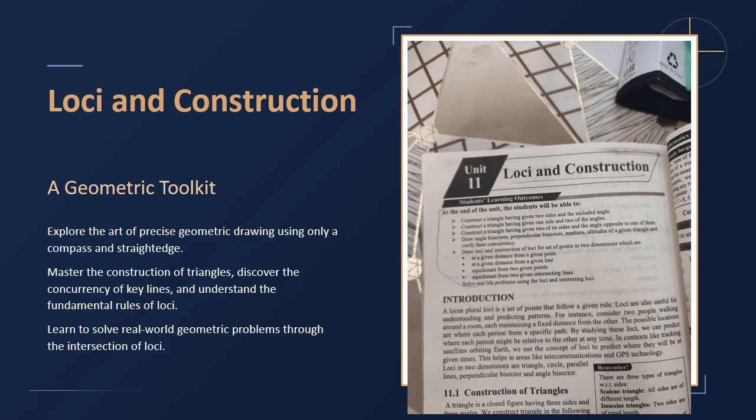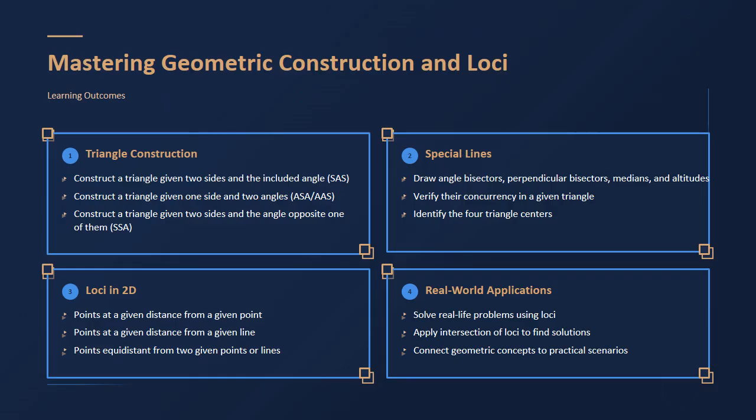Loci in two dimensions are triangle, circle, parallel lines, perpendicular bisector, and angle bisector. Construction of a triangle. Definition of triangle: a triangle is a closed figure having three sides and three angles. We construct a triangle in the following cases.